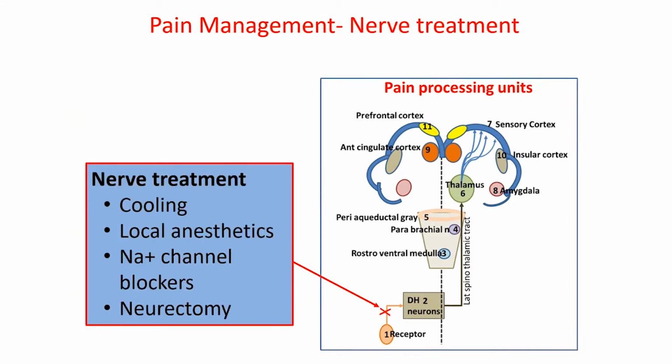At the nerve level, the options are cooling the nerve so that the impulses are not carried to the spinal cord, or injecting a local anesthetic or sodium channel blockers so that the impulses are not transmitted. Sometimes we may have to do those nerve blocks to perform certain surgeries, say for example tooth extraction or any of those things. Or in case of intractable pain, the neurectomy is also done.